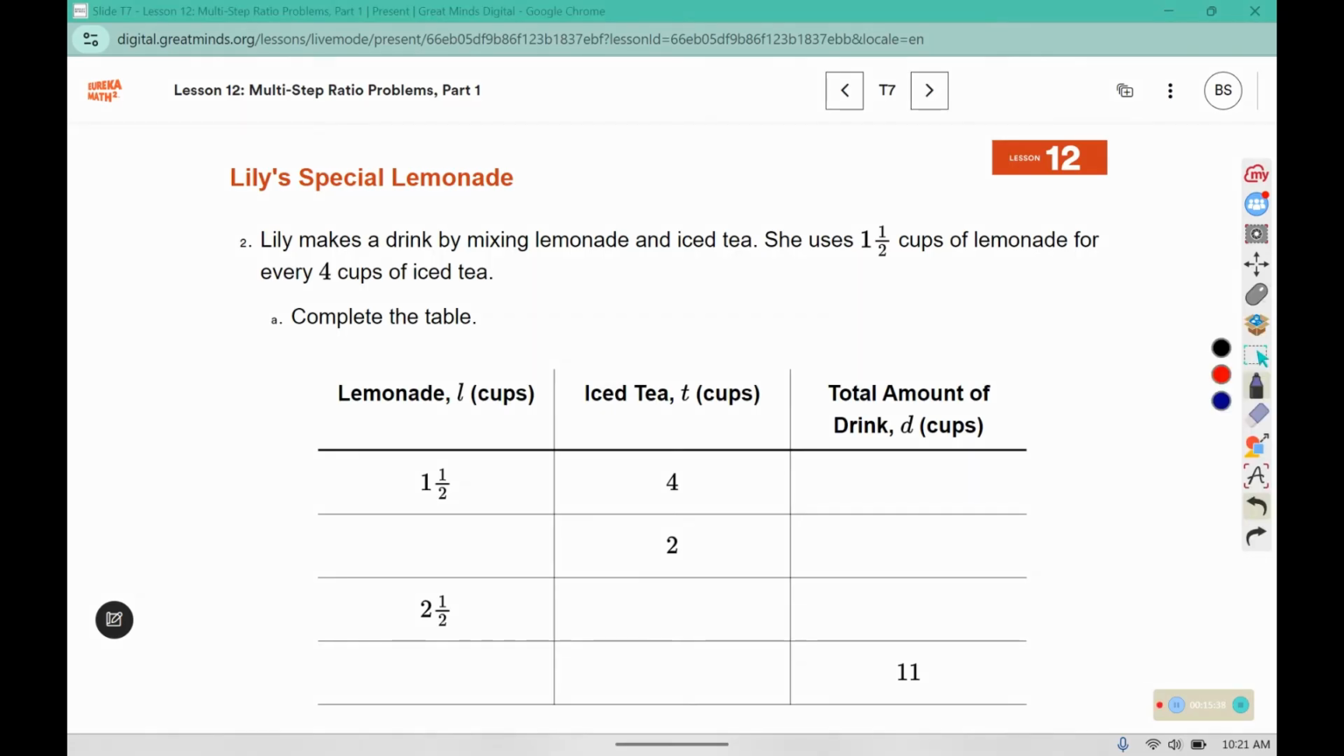I'm going to change them from mixed numbers to improper fractions. This would be 3/2, and this would be 5/2. I notice that 4 divided by 2 is 2. So 3/2 split into 2 parts should give me what goes in that box. Well, 3/2, we can change that to multiplication. 3 times 1 is 3. 2 times 2 is 4.